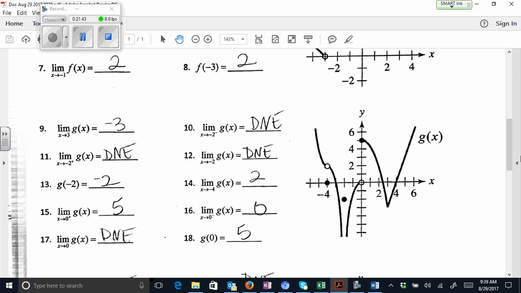How is 14? The limit as x approaches -4. So if we follow the curve, we're approaching this hole, which is at 2. From both sides, our graph approaches that hole. So we can just disregard it. That is the function value. So if I asked you for g of -4, you would tell me 0.